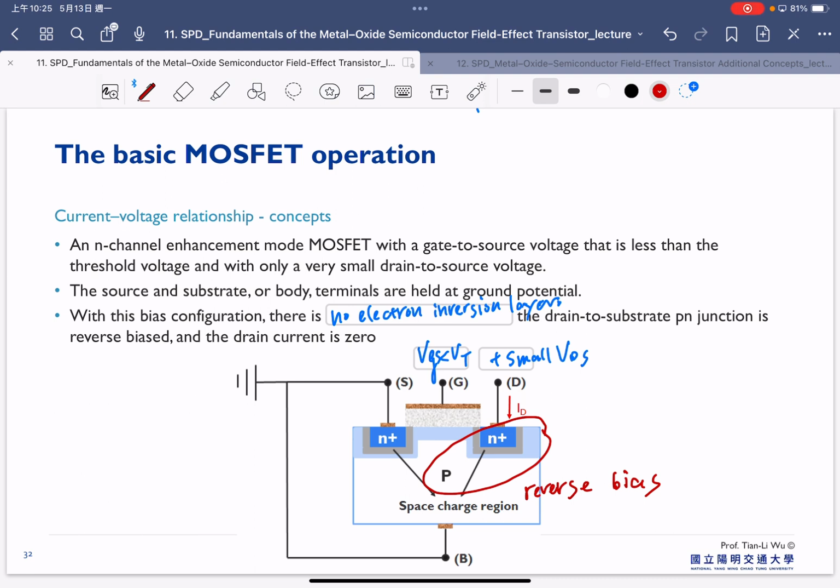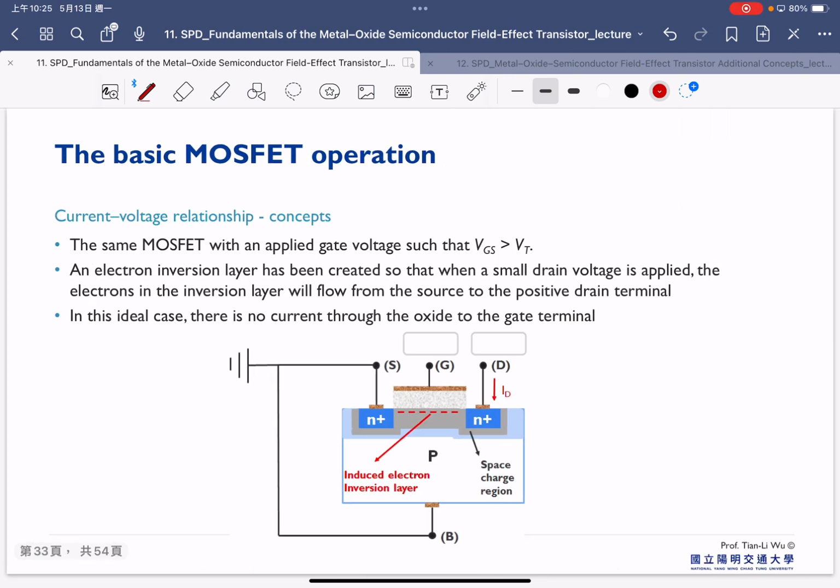And the next step will be interesting: to gradually increase our gate voltage. So right now, if our VGS is larger than threshold voltage, once we apply the VGS larger than threshold voltage, we can expect an electron inversion layer here. So we can start to have the electron inversion layer under the gate region. This is because our gate bias is larger than threshold voltage here.